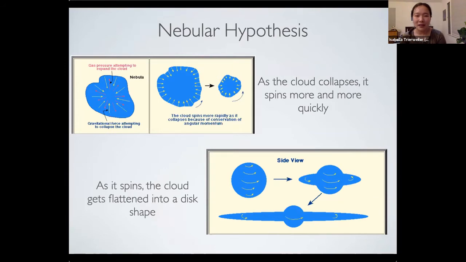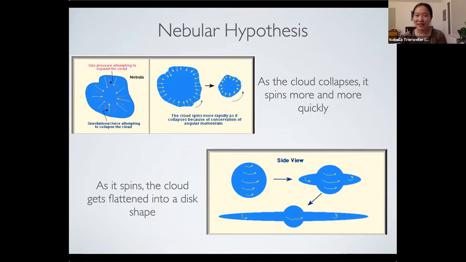Because of this particular idea, which we call conservation of momentum, what conservation of momentum tells us is that as this cloud is collapsing, that spin that it has initially is just going to be exaggerated more and more as it collapses. So early on, it'll be a big diffuse cloud, not spinning too much. But by the time it's really starting to condense, it's going to be a much denser cloud, and it's going to be spinning much more quickly.